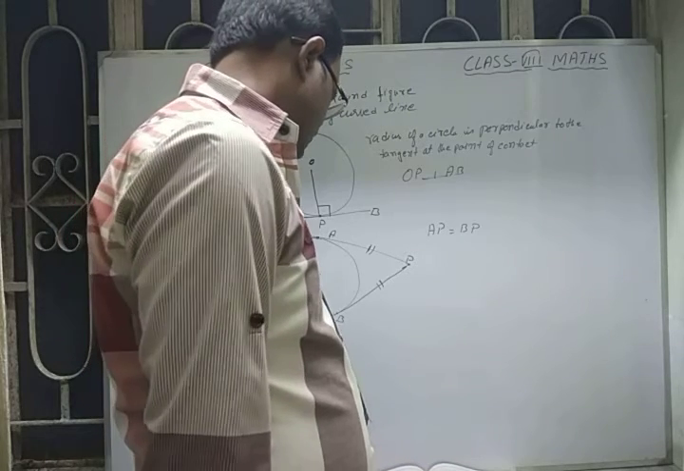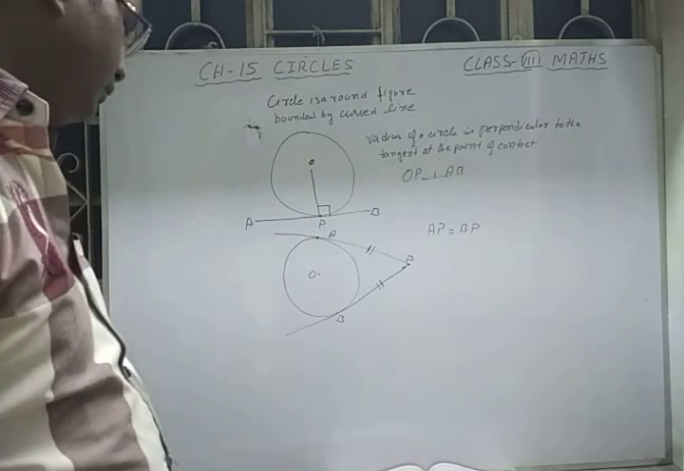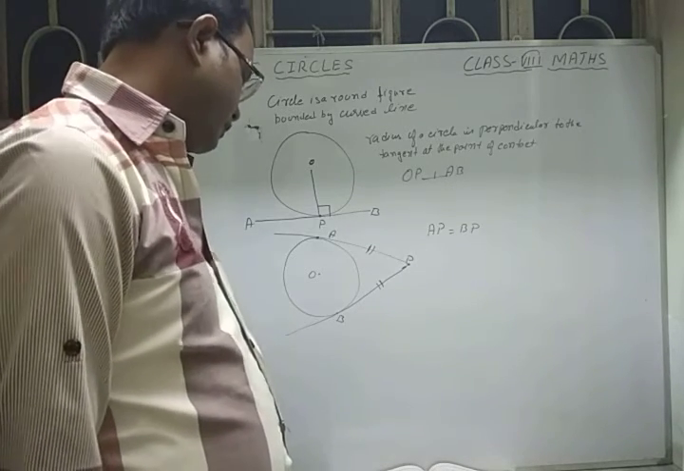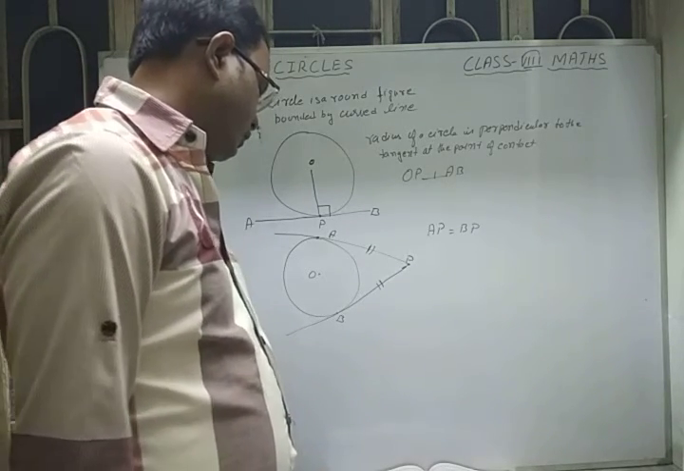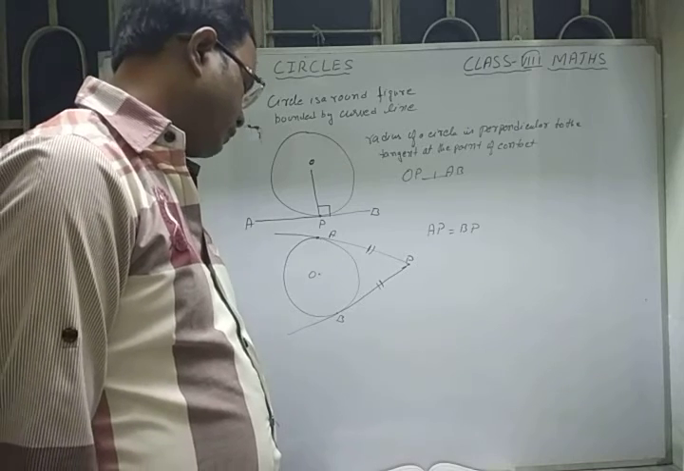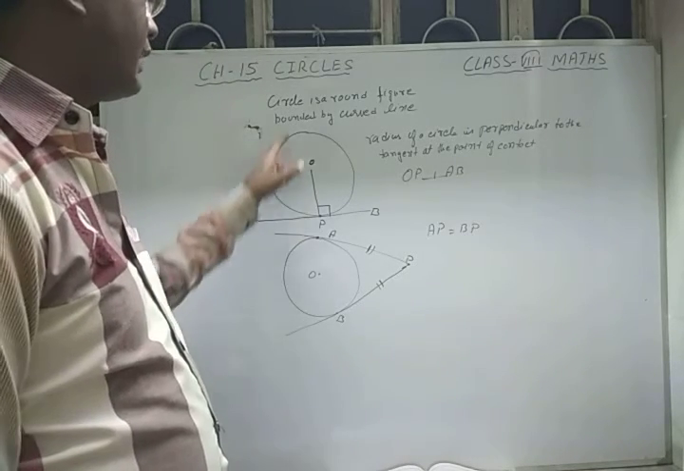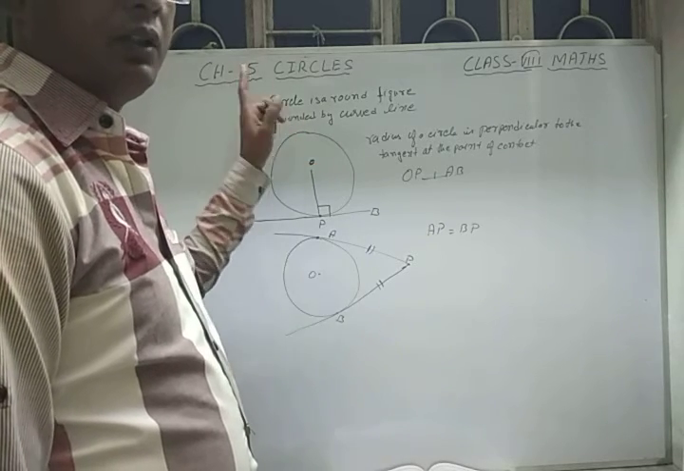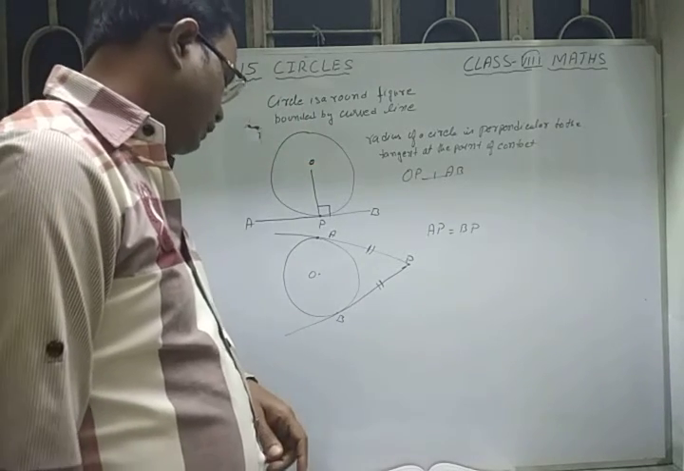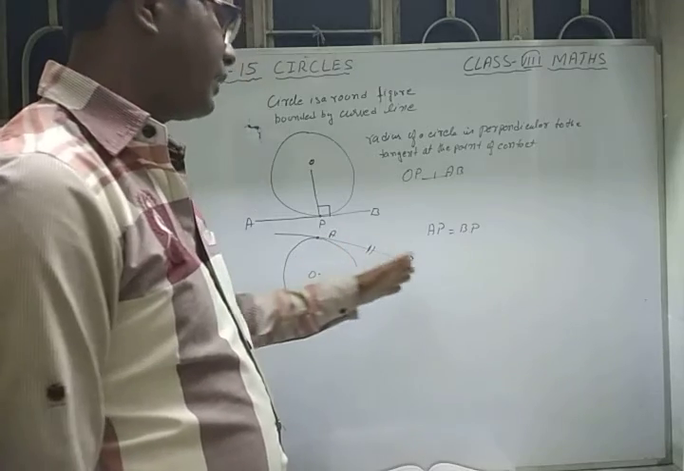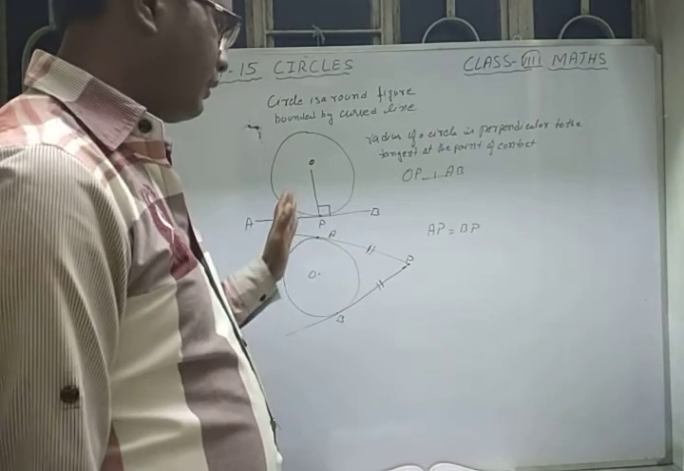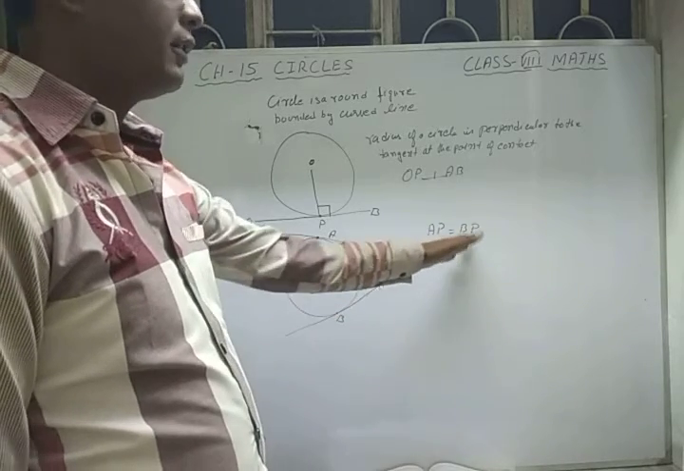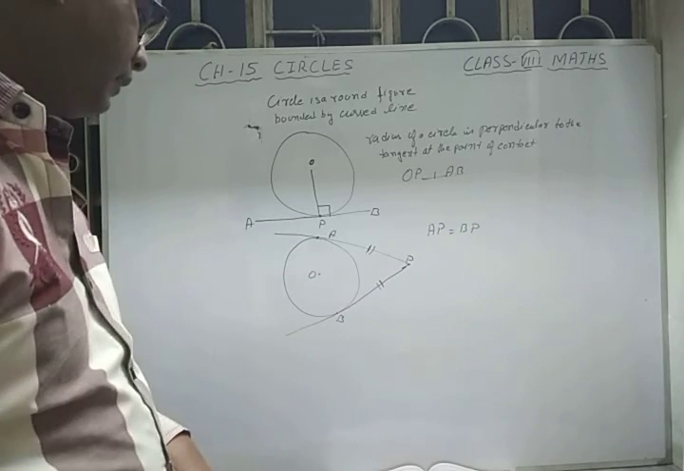There are a few more points that you should remember: one and only one tangent can be drawn to a circle at a point on the circumference. Means if you take any point on the circumference, only one tangent can be drawn at that point, and two tangents can be drawn from an exterior point, and those two tangents will be of equal length, that is, AP is equal to BP.